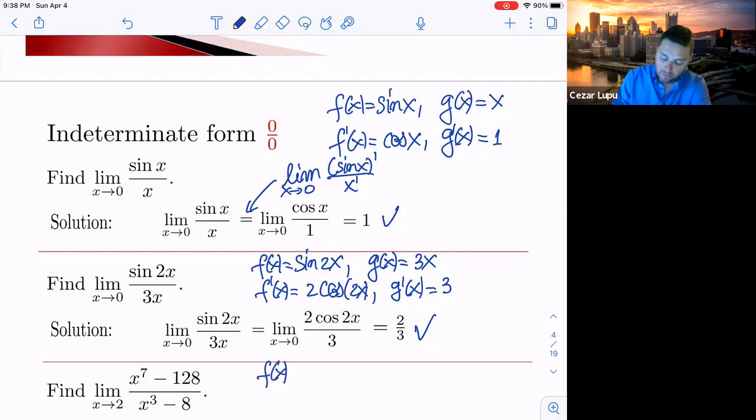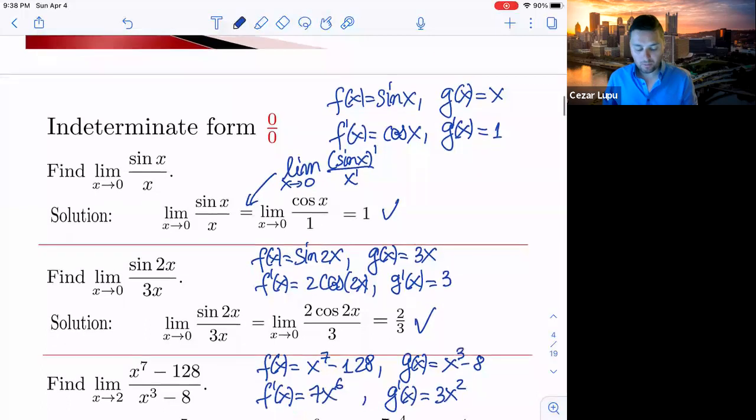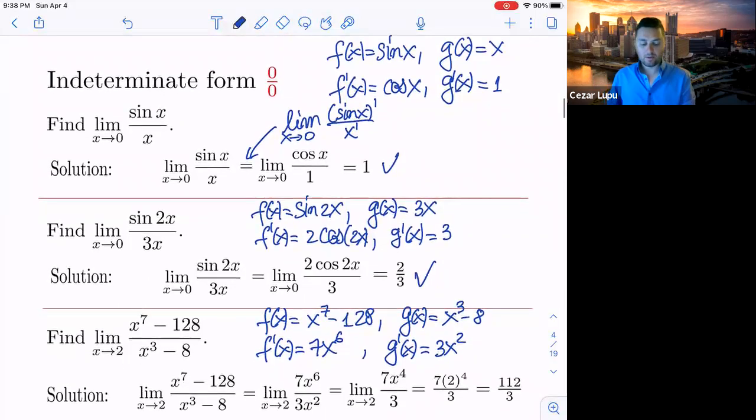Again, the function f of x is x to the power 7 minus 128, and g of x is x cubed minus 8. So f prime of x is 7 times x to the power 6, and g prime of x is 3x squared. By applying the L'Hopital rule, we get the limit of 7x to the power 6 over 3x squared.